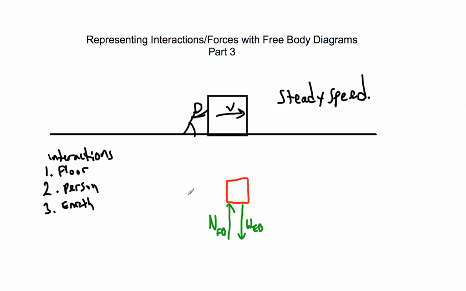Then we have a push this way, and that's going to be a generic, not a special named force, person on box. And lastly, we have a resistive force of friction, assuming that floor is not too smooth, friction force from the floor on the box. And we're going to use a script F to indicate friction, and that is an interaction between the floor and the box also.